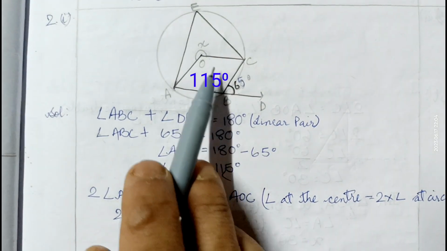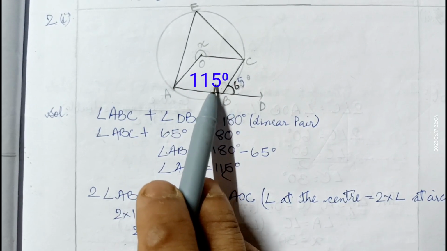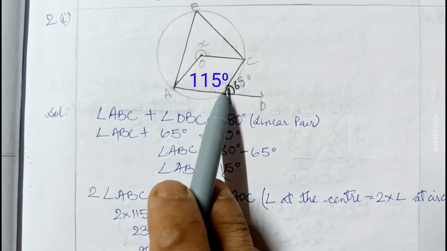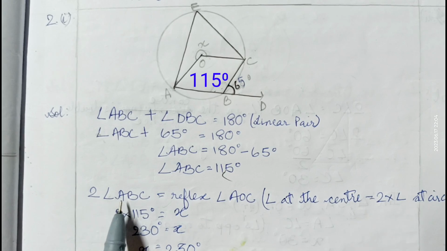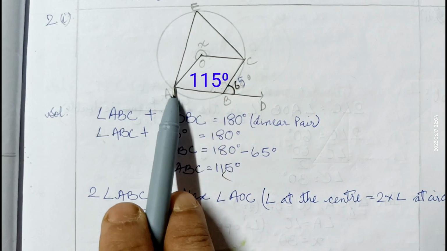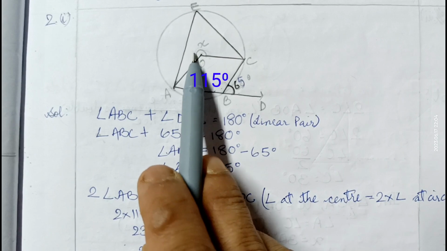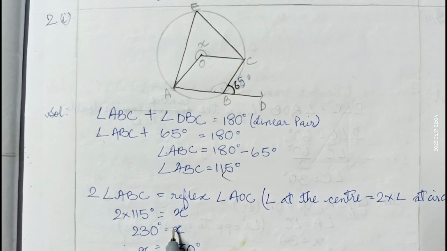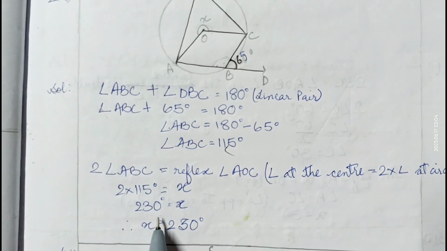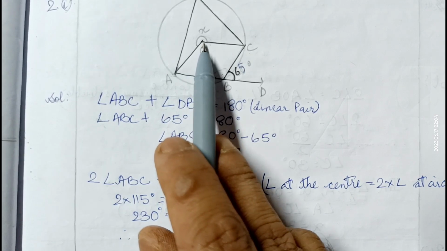Now we know angle at the center is double the angle at any point on the remaining part of the circle. Since this is 115 degree, we can write twice of 115 will be x. So we can write twice angle ABC equal to reflex angle AOC. Since we are considering the bigger part, we have to use the term reflex. So twice angle 115 equal to x. That means x equals to 230 degree. Therefore angle at the center, that is x, is 230 degrees.